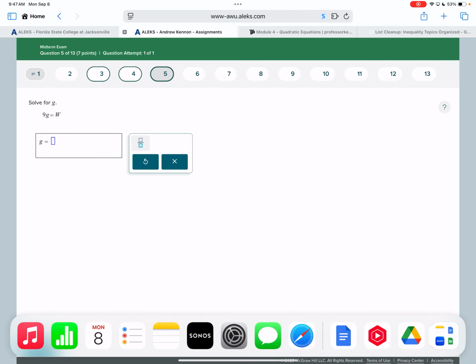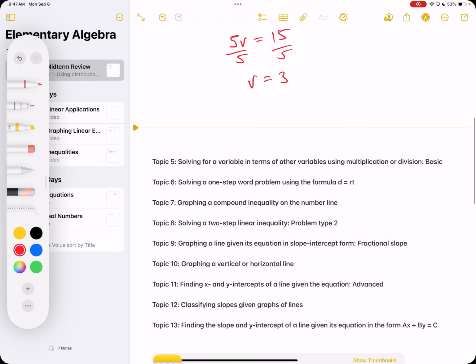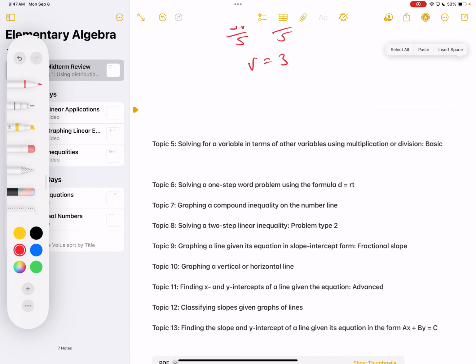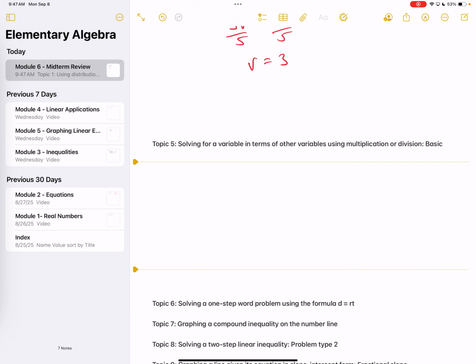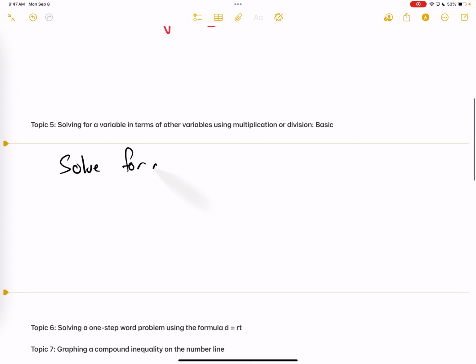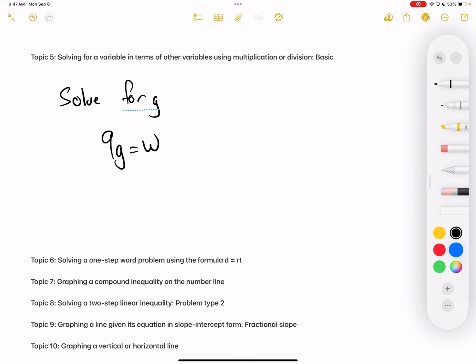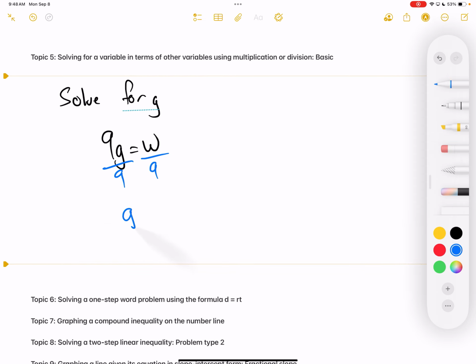Number 5, 9g equals w, solve for g. All right, so to get g by itself, I want to divide both sides by 9. I'm trying to get g by itself because it says solve for g. So g equals w over 9. And now that g is by itself, I'm done. That's all I have to do.